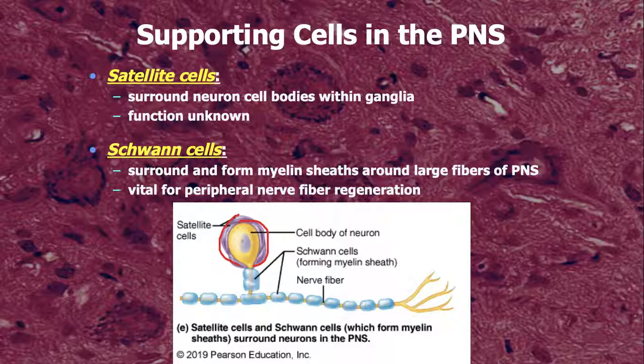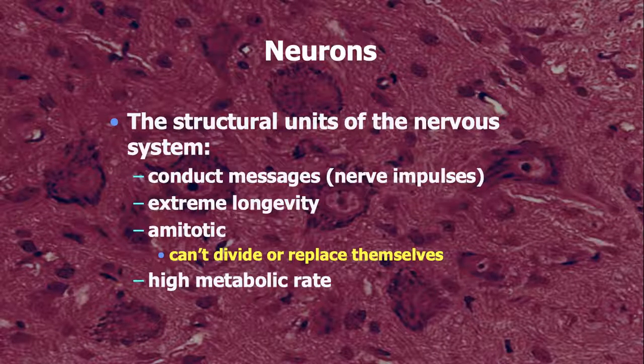And these Schwann cells are vital for nerve fiber regeneration. So if there is an injury in that nerve fiber, he is more likely to repair himself if there is a Schwann cell for him to regrow through. It kind of gives them a foundation to grow into. Okay? All right. So those are your glial cells. Now we're going to spend some time talking about neurons. Okay, ready?